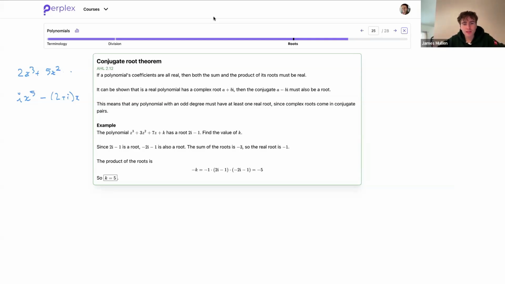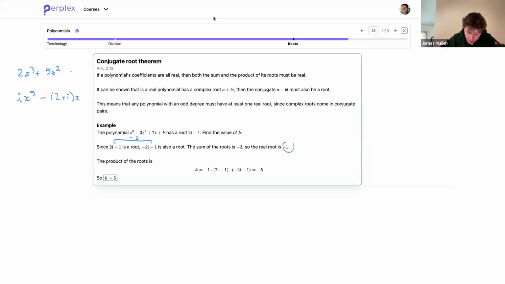Okay, here's an example. I have the polynomial z cubed plus 3z squared plus 7z plus k, and it has a root of 2i minus 1, and we want to find the value of k. All right, if 2i minus 1 is a root, then negative 2i minus 1 is also a root. And I can tell by looking at this that the sum of the roots is minus 1. If I add these two things together, I get minus 2, which means that the real root has to be minus 1.